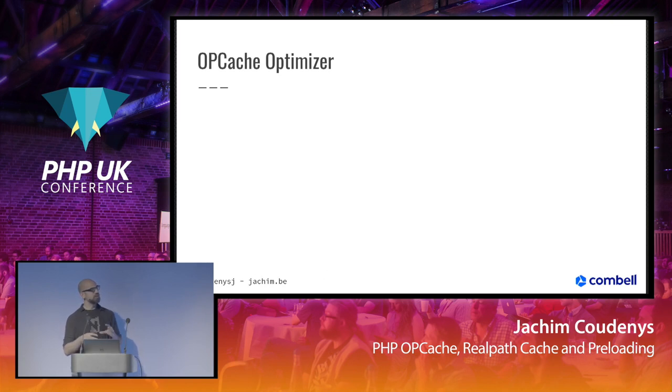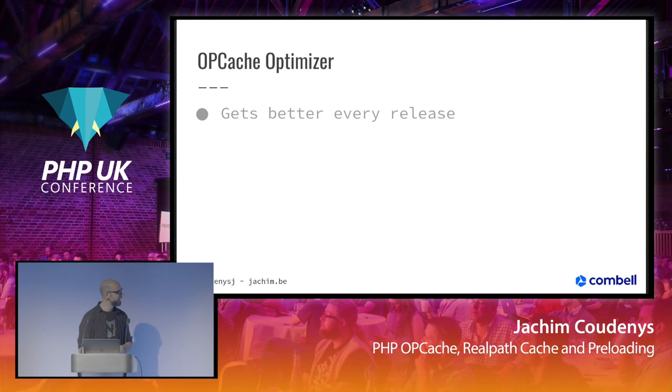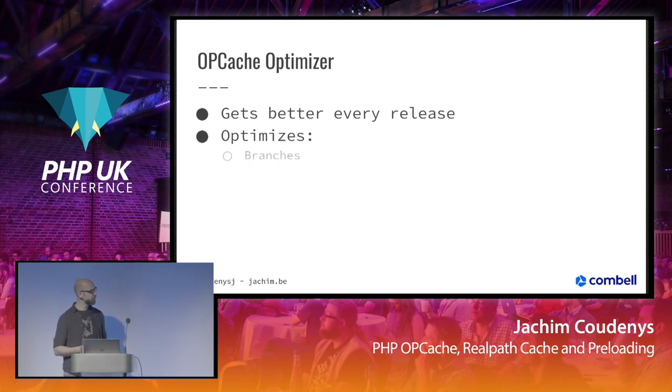Part of the opcache stems from Zend optimizer. Part of the opcache is the opcache optimizer, and that's a specific part of opcache which gets better every time there's a new release. What it does is it optimizes branches. It optimizes dead code. So if it sees that there are some lines below a return, it will detect that and just throw away the opcodes instead of storing opcodes that aren't actually doing anything.